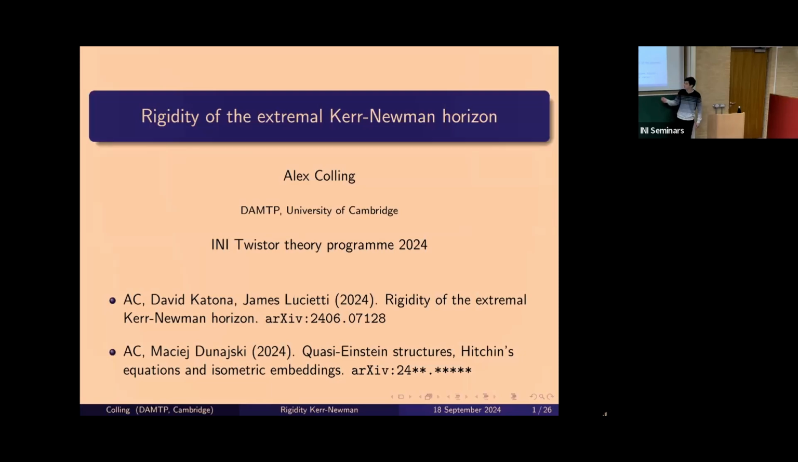I will talk about joint work with David Katona and James, as well as work in progress with my supervisor, Maciek. Some of the things I will say at the beginning might sound familiar from James' talk earlier today, but I think it will be useful to have a brief review, so please bear with me.